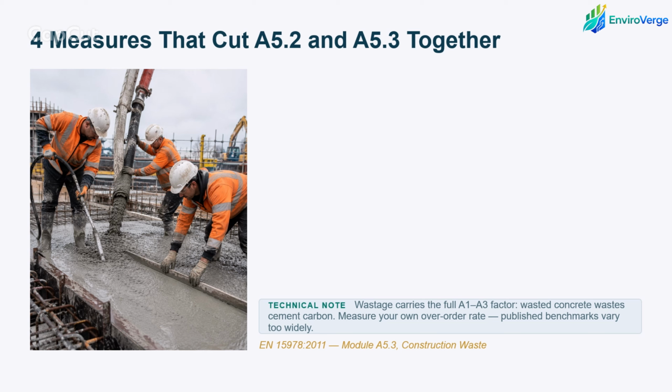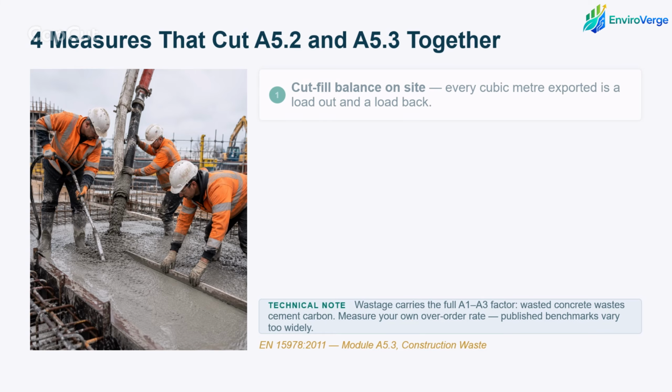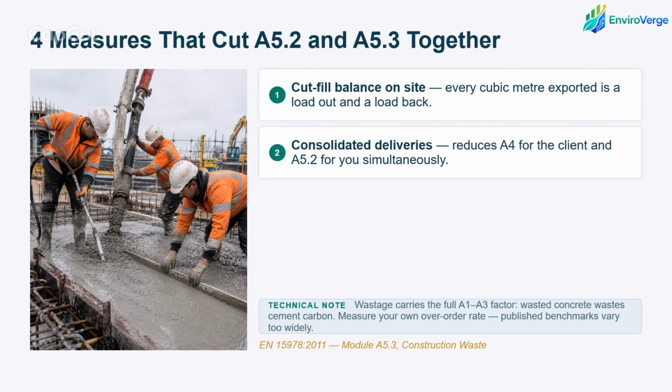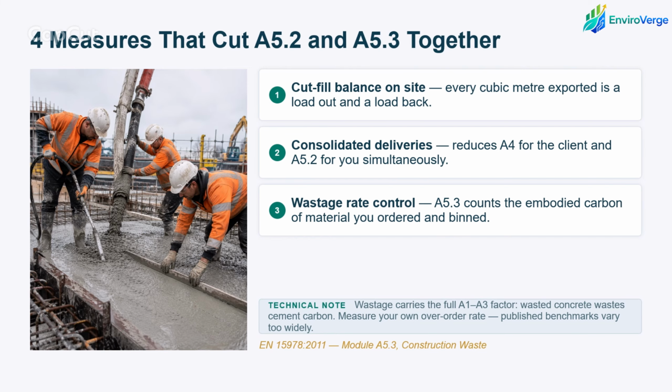Lever 3. Movement, materials, and waste. 4 measures that cut A5.2 and A5.3 together. Cut fill balance, matching what you excavate to what you need as fill, so the material stays on site. Every cubic meter you export is a load out and a load back. Consolidated deliveries. Reduce A4 for your client and A5.2 for you at the same time. Wastage rate control. And remember, A5.3 counts the embodied carbon of material you ordered and then binned. Embodied carbon meaning the emissions already locked into that material before it ever reached you.